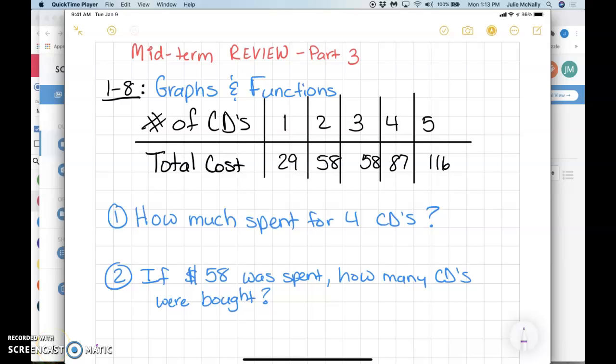So today we are doing part 3 of our midterm review. Keep taking notes, copy everything I write, and email me if you have any questions.